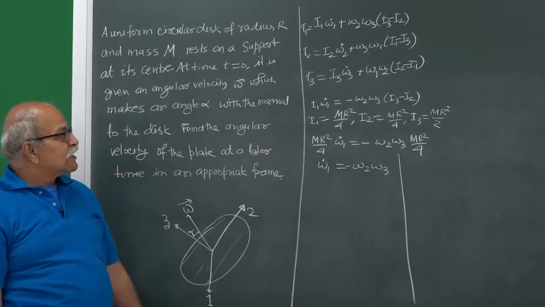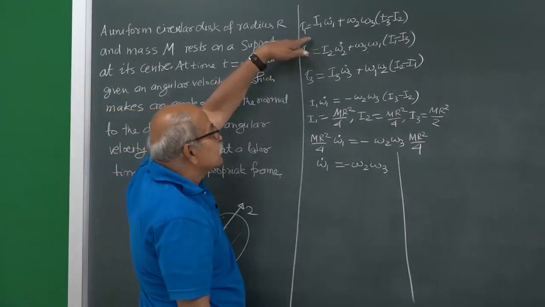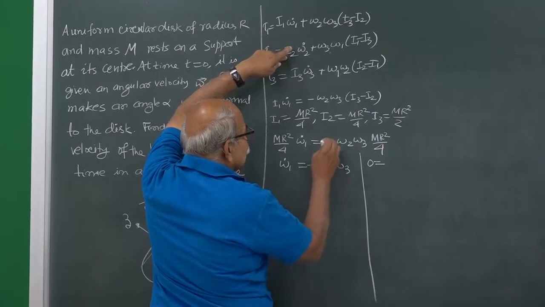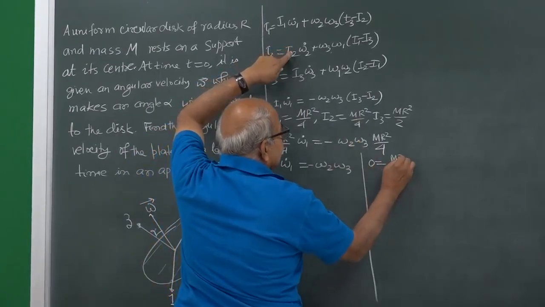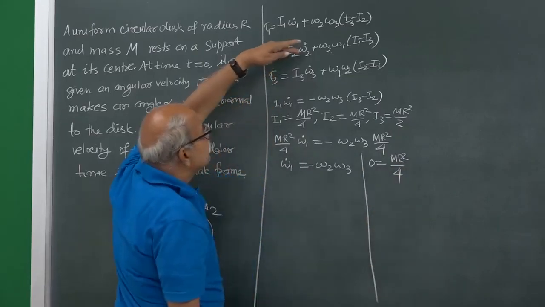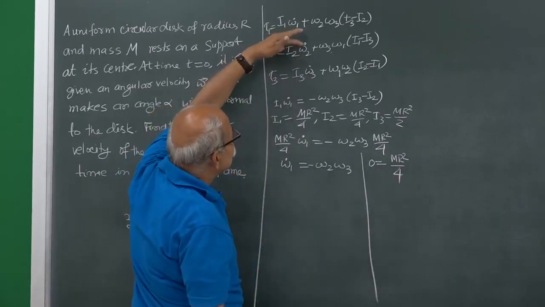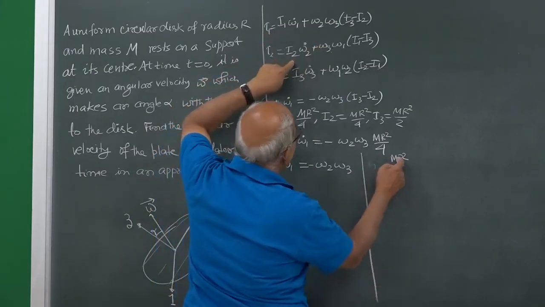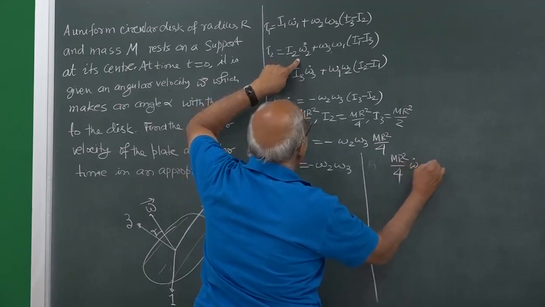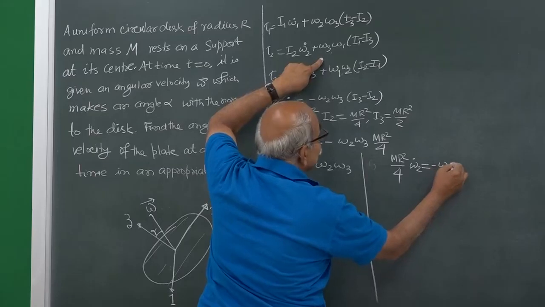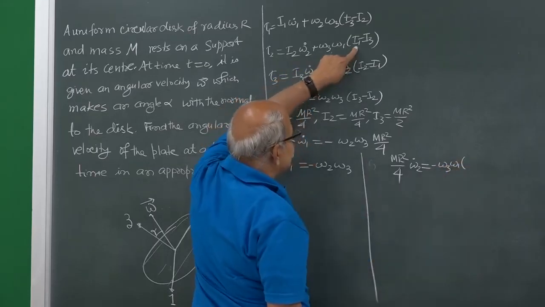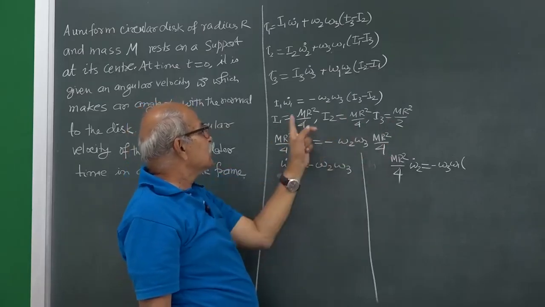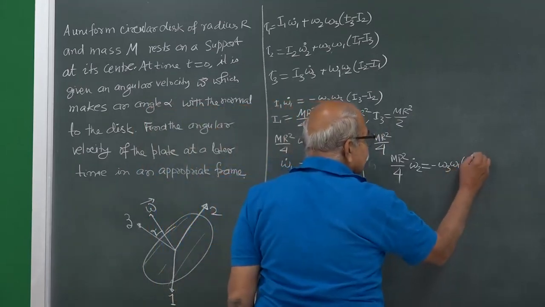Okay. Similarly, write that second equation, this one, tau 2 is 0. So, 0 is equal to I2, which is mr square by 4, times omega 2 dot. So, this is 0, so this is the negative of that. So, I2 omega 2 dot is equal to minus omega 3 omega 1 times (I1 minus I3). Here is I1 and minus I3 is here. So, this is minus mr square by 4.